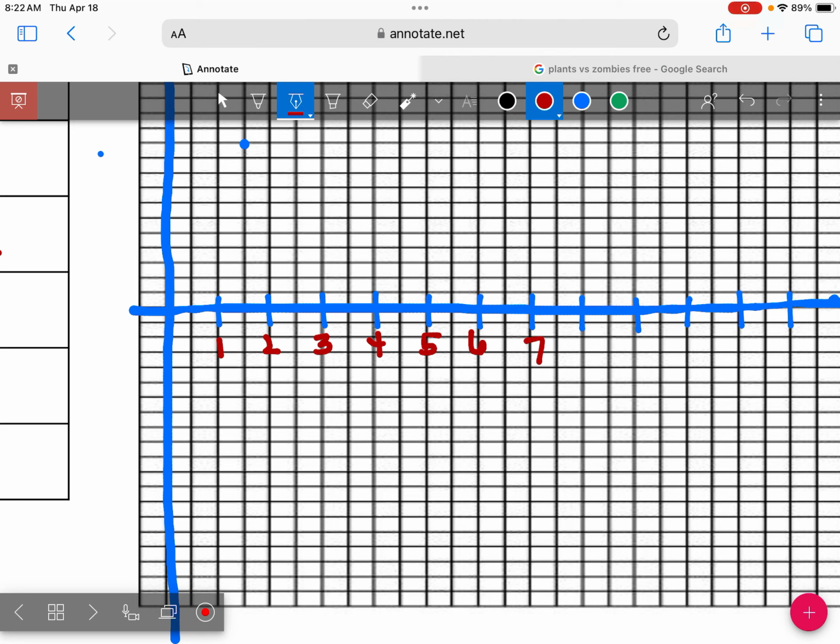So I'll give you a minute, take about 60 seconds or so to create your graph and scale it the way you want to scale it. And then we can graph our 5 points.